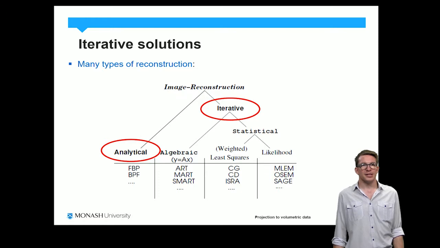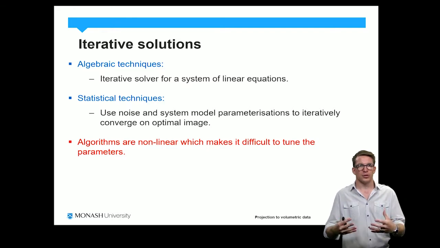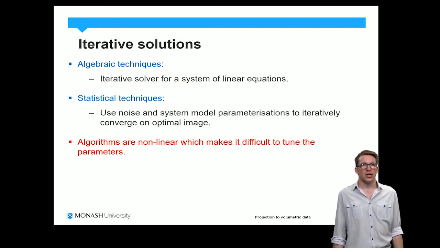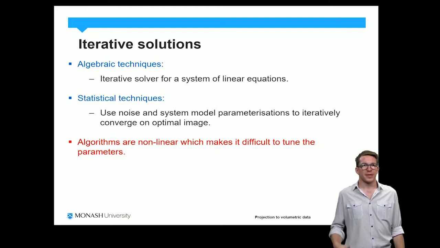Now we know that the analytic forms which have been the workhorse previously in CT have been superseded by iterative reconstructors. Now iterative reconstruction has two main categories. We can either talk about algebraic iterative reconstruction or statistical iterative reconstruction. So algebraic iterative reconstruction treats the process as solving a load of linear equations and converging on a solution. The statistical techniques are more advanced and they build in models for the noise and the detection system, the source, and so on and so forth, in order to improve the image.